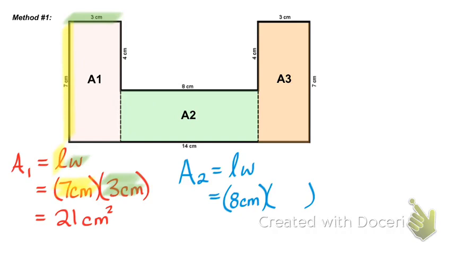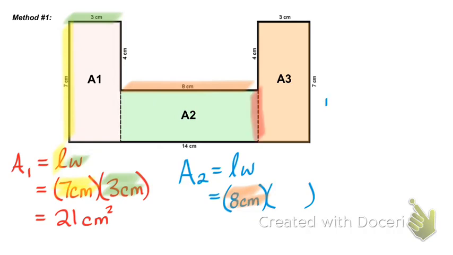For area two, we're going to use length times width again, noting that this 14 centimeters at the bottom is actually the length of the entire shape. So we're going to use our 8 centimeters from the top of this rectangle, and we're going to have to determine what the width is.